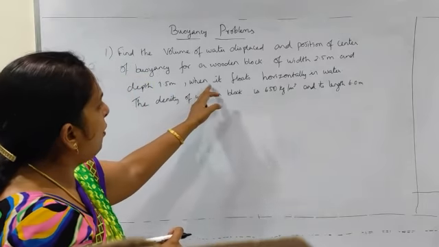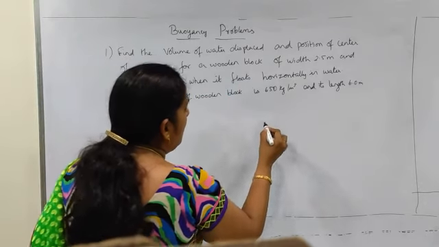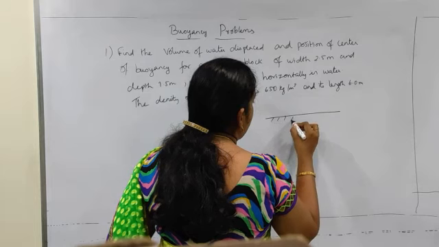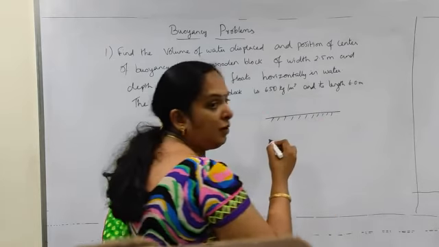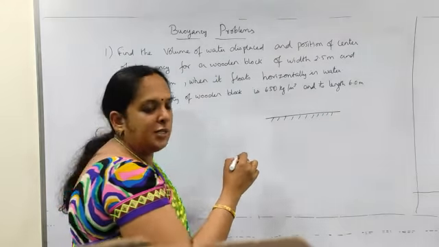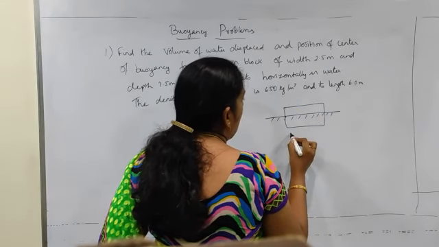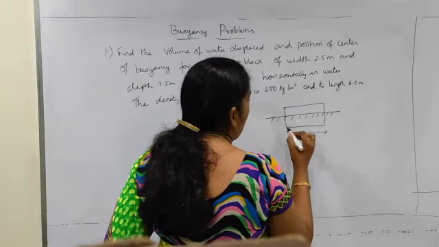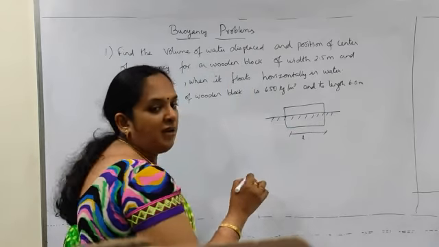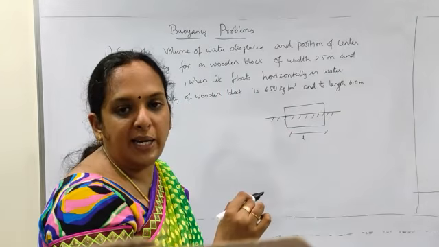They have given that the body floats horizontally in water. So this is your water surface, and what is given is a wooden block. The wooden block is going to float here. The dimensions of the wooden block are given: length, width, as well as depth. So we have all three dimensions.